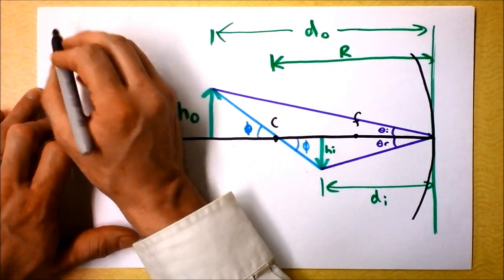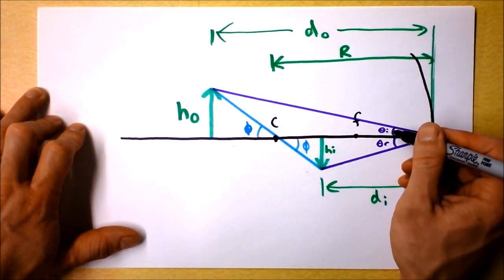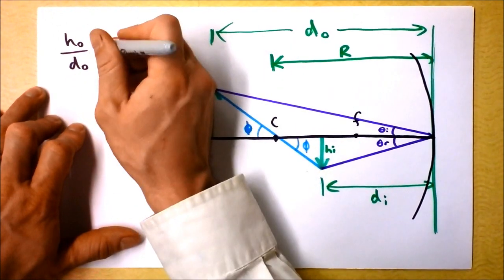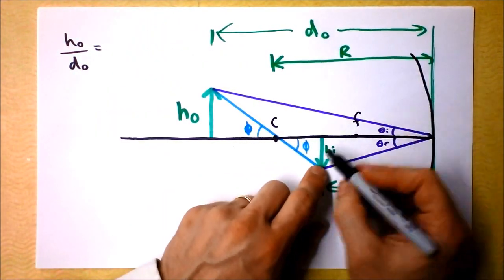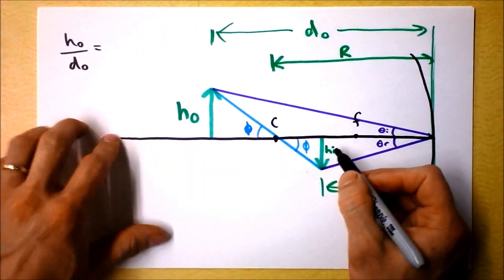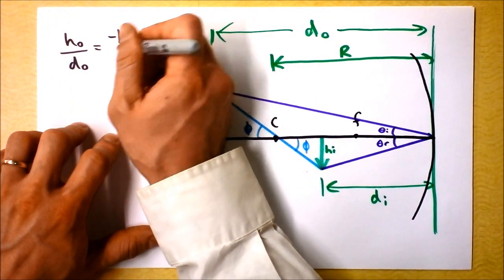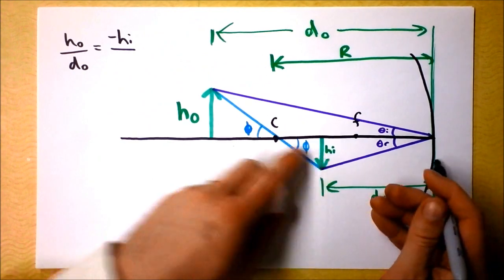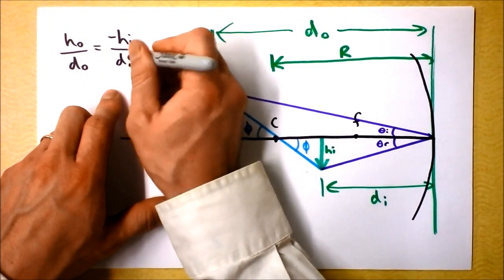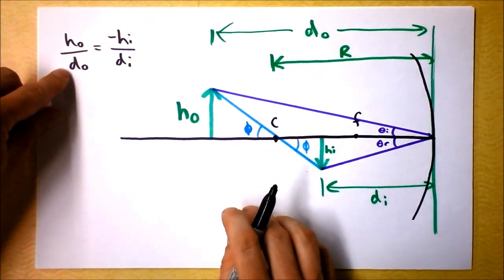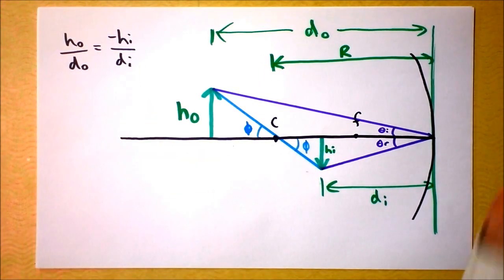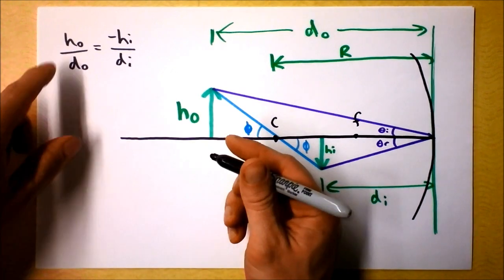So if I say opposite over adjacent, that's going to be the tangent of theta. That'll be h_o over d_o. That will be the same as this similar triangle, negative h_i, the opposite of h_i, divided by the distance to the image, which is this d_i right here, and that's a positive number, so that's cool. And we've got h_o over d_o equals negative h_i over d_i, which is kind of fun to say.